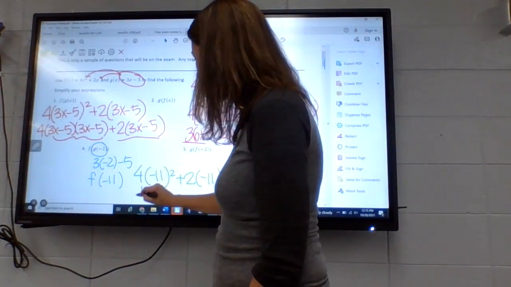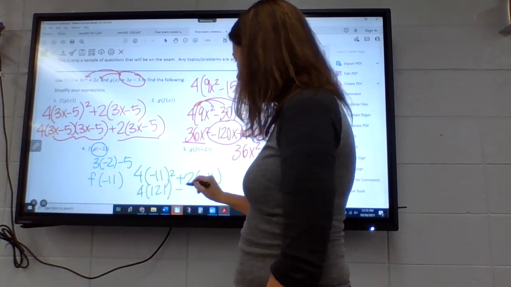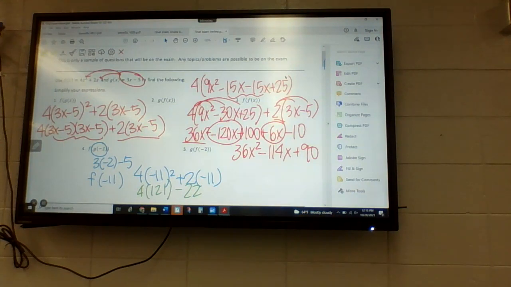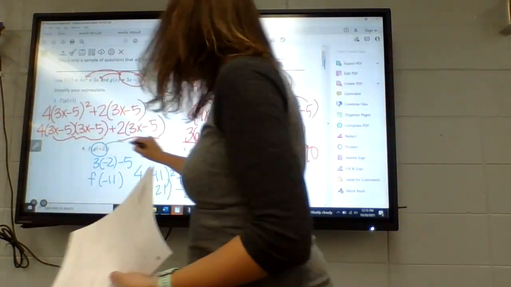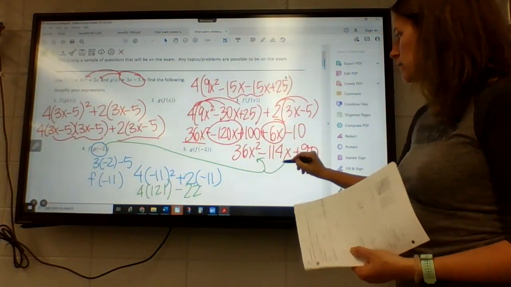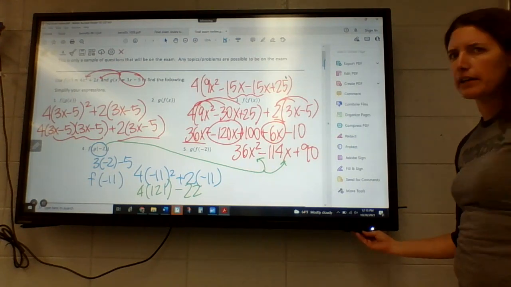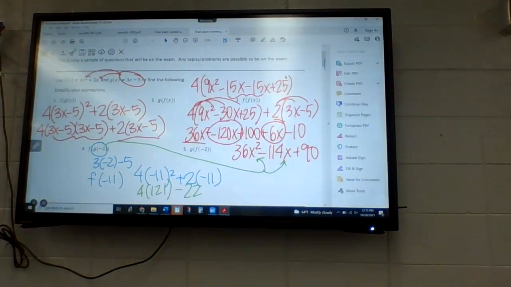But now, so this is 4 times 121 minus 22, and then that's how we ended up with 462. Or you could have put negative 2 into this one. Either way, it gives you the same outcome. I will not give you one that's that complicated on the test. That was pretty, like, crazy, like, complicated.